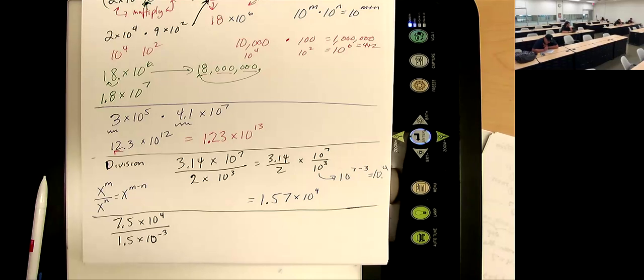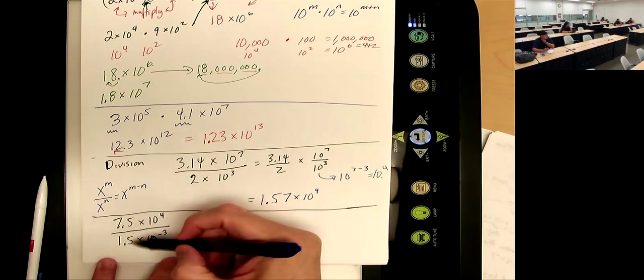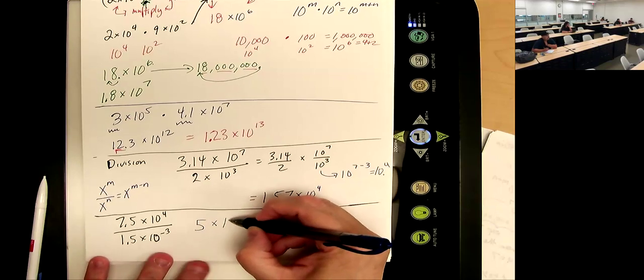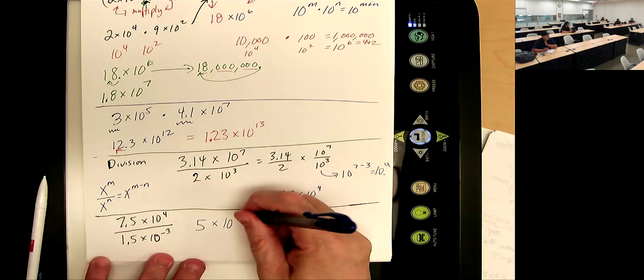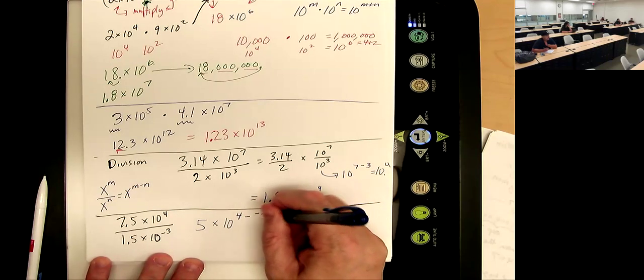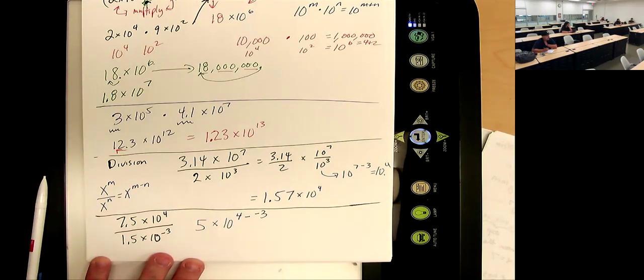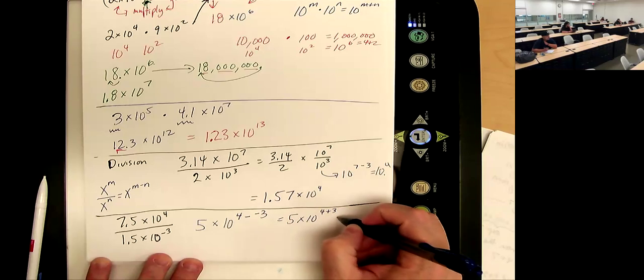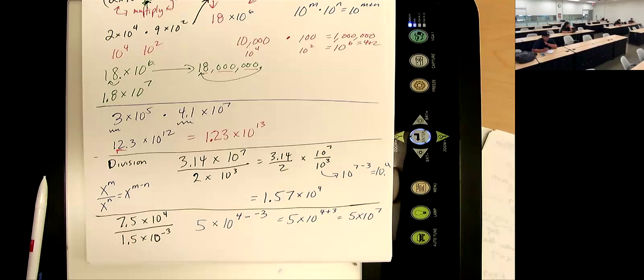What'd you guys get? What'd you get? 50? No. So, first off, what's the 7.5 divided by 1.5? 5. That part's just 5. So, if we're going to subtract the exponents, I'm betting you didn't subtract, you added. 4 minus negative 3, a minus a minus is a plus. That turns into 4 plus 3. It's tricky. It's designed to be tricky. Make you think and remember.